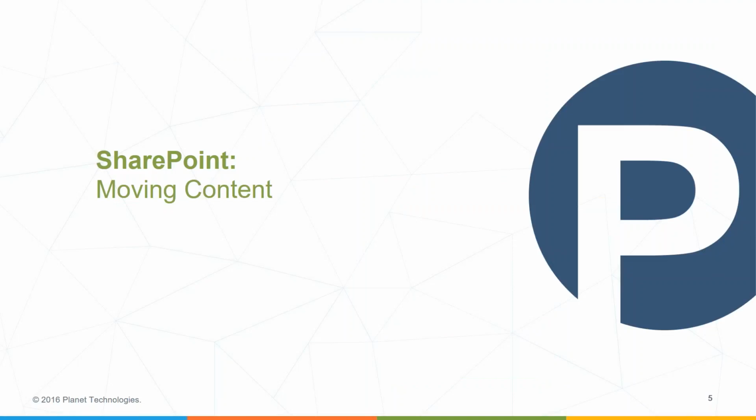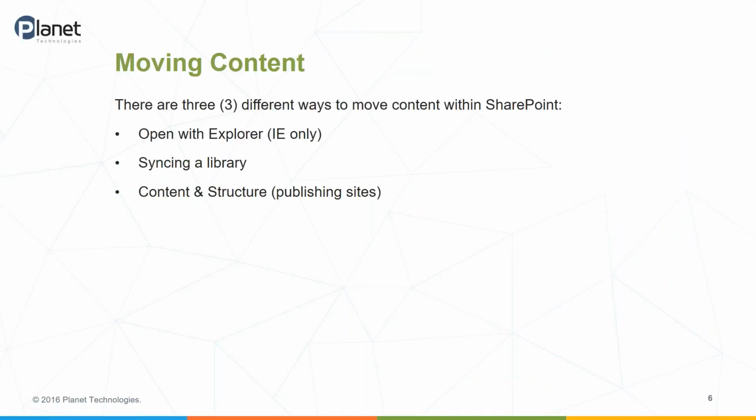So we're going to go ahead and kick things off. Today we're going to look at built-in ways to move content around in SharePoint. There's only 3 different ways that you can move content natively within SharePoint, and those include Open with Explorer, which is available in Internet Explorer only, syncing a library, and then content and structure, which sometimes is limited to publishing sites. I'm going to walk through each of these and show you what the process is, and then at the end we'll also talk about some other tools that you may be looking at to expand those options.